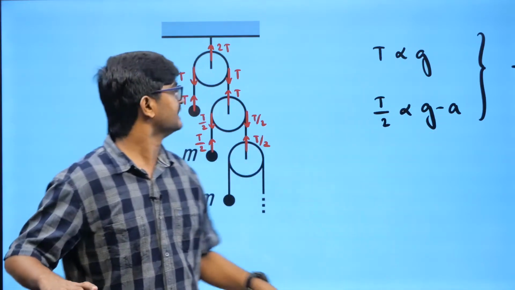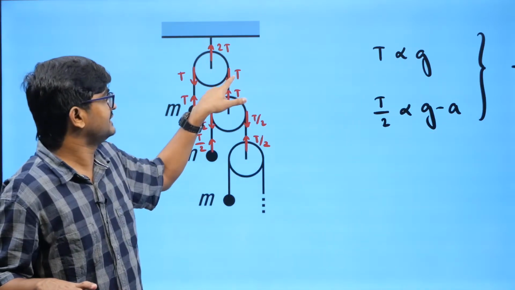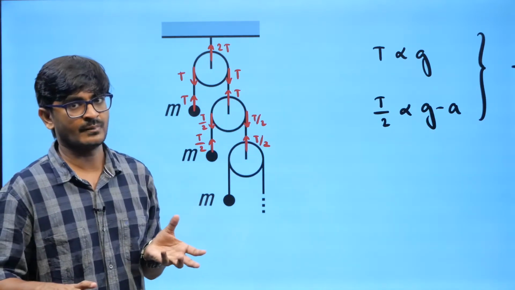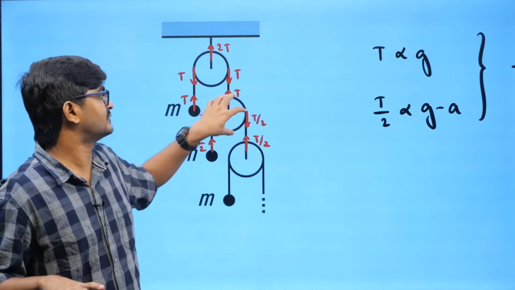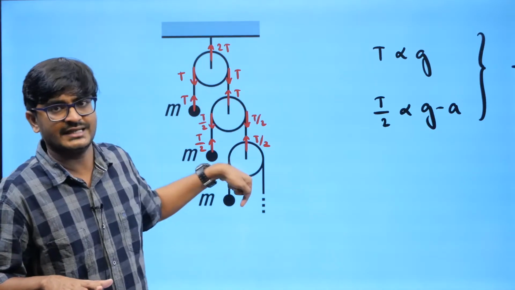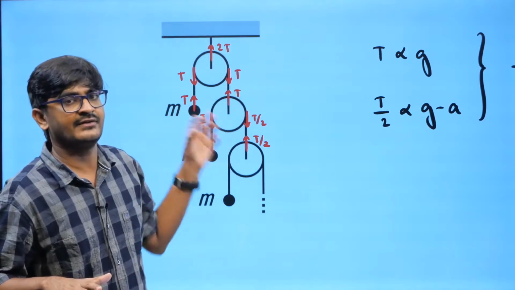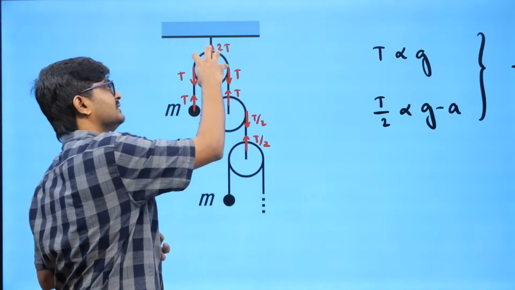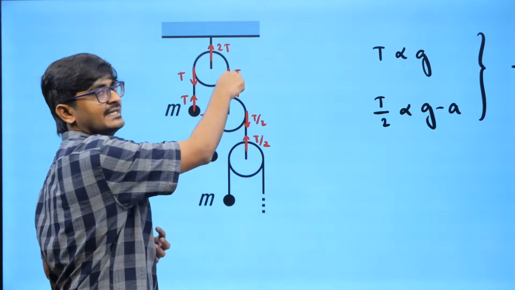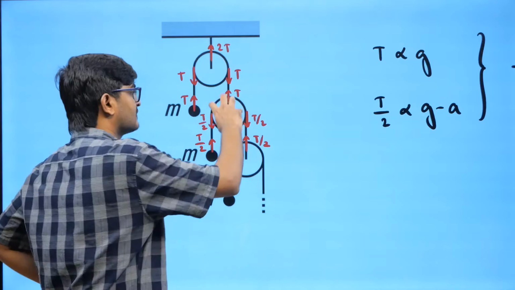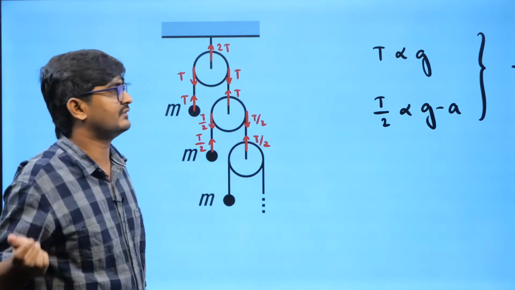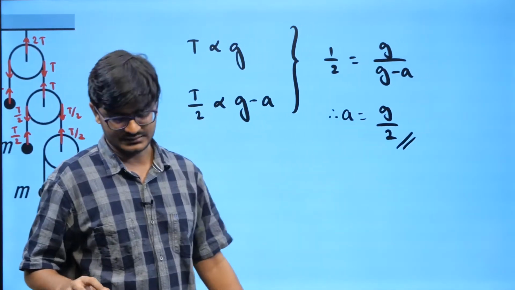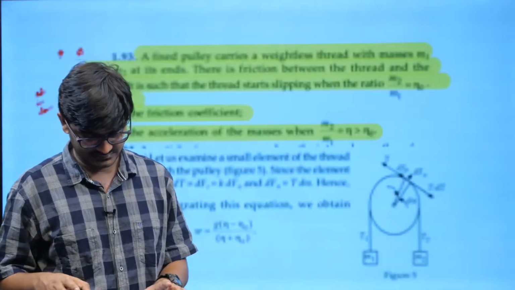If this tension is proportional to g, then this tension, which is T by 2, has to be proportional to g minus a. How can I say that? When I observe from this pulley, it is going downwards with acceleration a. So when I observe from this pulley, the effective acceleration will be g minus a. So observing from this pulley is the same as observing from this pulley. But what is the difference? The tension here is T and acceleration due to gravity is g. But when I observe from this pulley, the tension is T by 2 and acceleration due to gravity is g minus a. So when I take the ratio, I will get the required answer, whatever method it is.